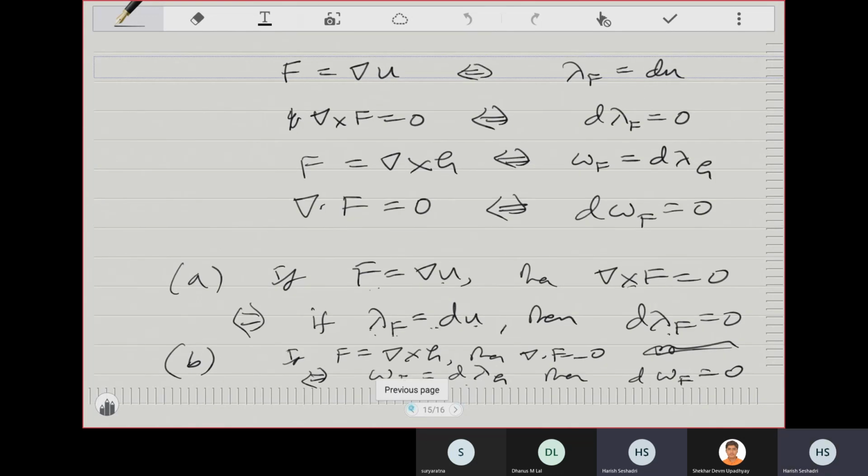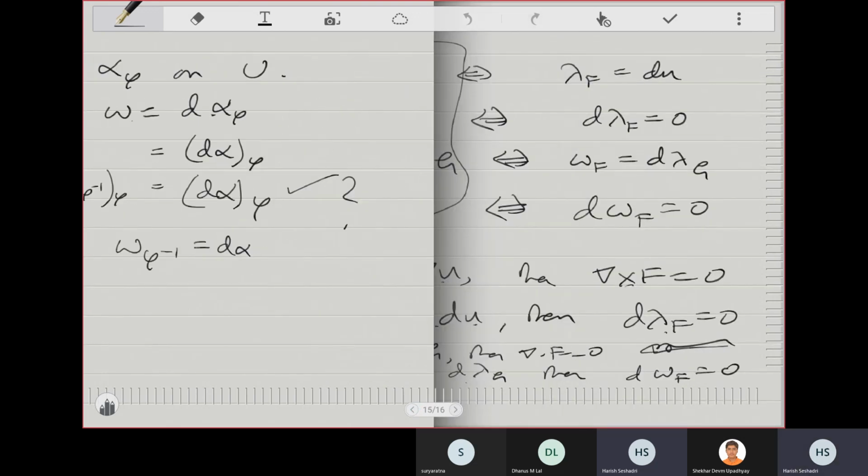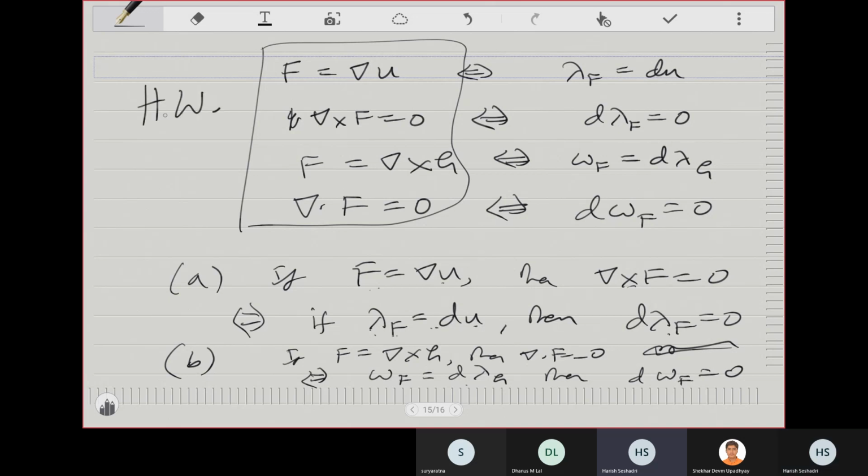So the point is that all these somewhat random facts about curl and divergence, etc., from the modern viewpoint, are just a matter of when certain differential forms are closed and when they're exact. That's it. What is not evident is the way we got this. By the way, you should check this. This is homework: that these two are equivalent.